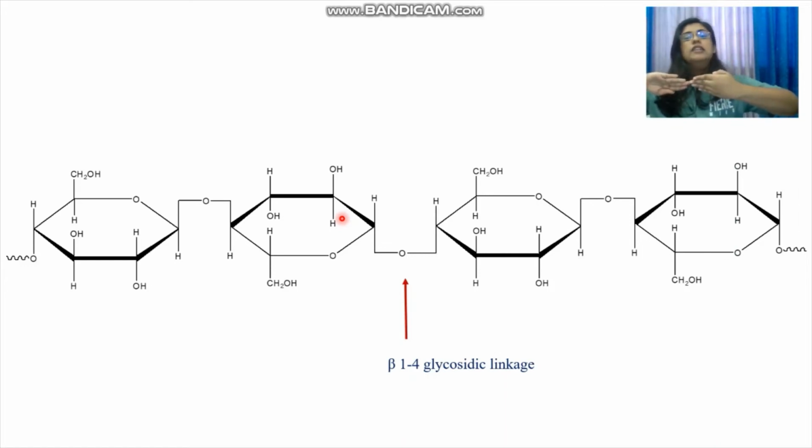Then a linkage is formed between the first carbon of the first glucose and the fourth carbon of the reverse glucose. Right. This is the beta linkage. This is how it is placed. One straight, one reverse. Again straight, again reverse. So this keeps on going, and in between first and fourth carbons, linkages are formed, and these are the beta 1,4 glycosidic linkages that are found in cellulose.